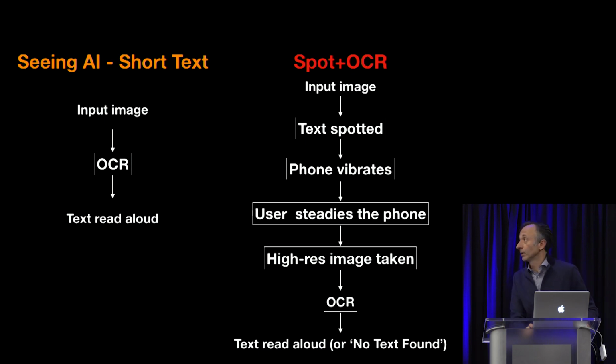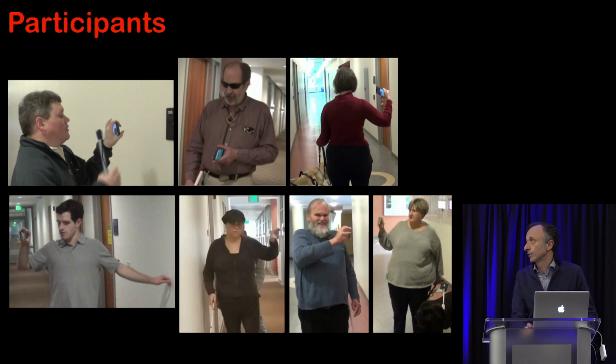Okay, so we had a system we called the Spot plus OCR, and we ran some user studies with 7 blind persons in our building, some extensive user studies. Let me show you one example of our system in action. You'll see a blind person here walking through the corridor. He was tasked with finding all of the text that was posted on the walls. You'll hear the system speak. Unfortunately, you won't be able to know when the system vibrates, but you know that when it steadies the camera, it means that it vibrated.